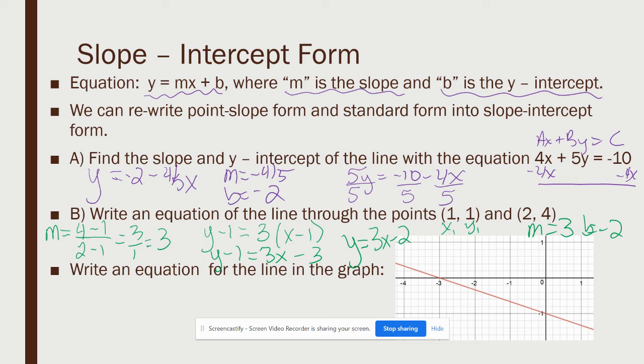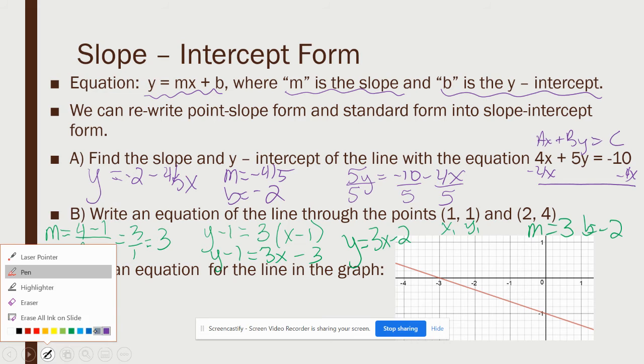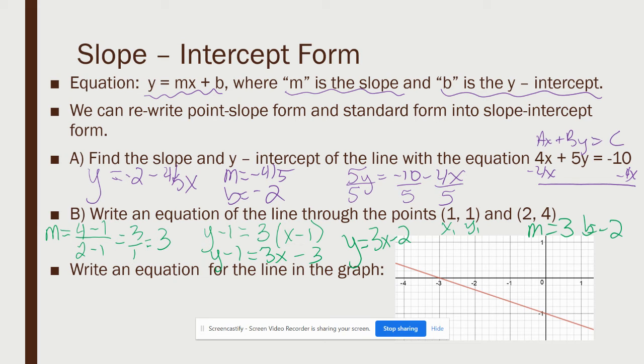Our last sample here is asking us to use the graph this time. And so I'm going to start with, what does my graph tell me? Well, my graph tells me right here that my y-intercept, or b, is negative 1. I can also look at the slope, the rise over run. In this case, it's going to be the fall.